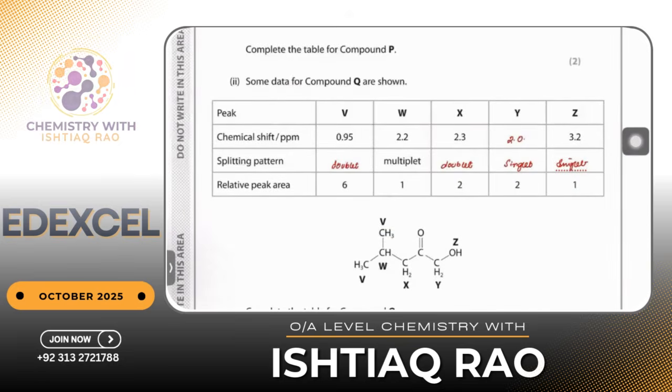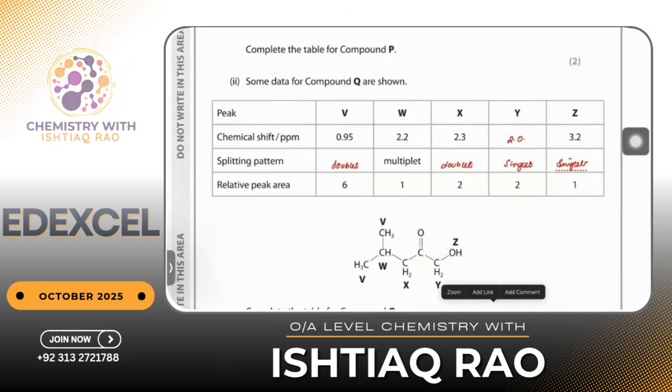Now they are asking about compound Q. If you can see compound Q, they have mentioned all the alphabets. This is Z, this is Y, this is X, this is W, this is V, this is V. V means that they have the same chemical environments. So for Z, relative peak area is 1 because you have only one hydrogen. And for CH2, it has two hydrogen atoms.